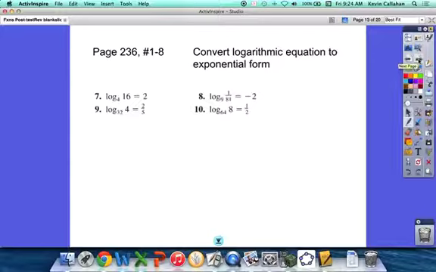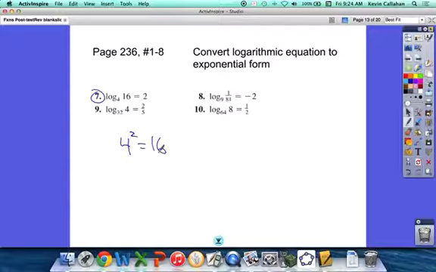Be able to convert a logarithm to an exponential form. How do I convert log base 4 of 16 to an exponential? What's the base of the exponential? 4. It's whatever is the base of the logarithm. What power is it being raised to? 2. Remember, logarithms are exponents. So 4 squared equals 16.